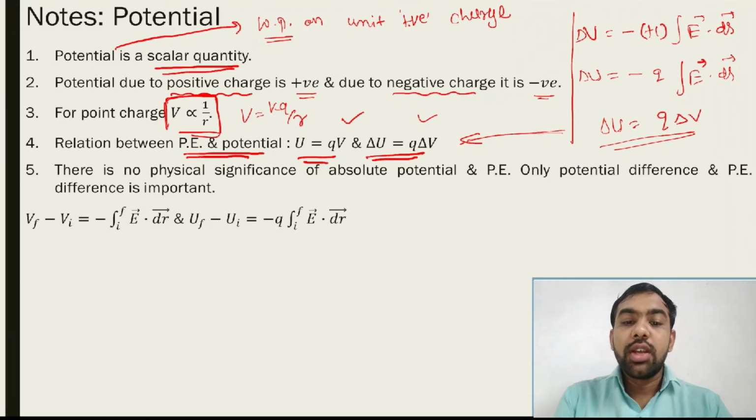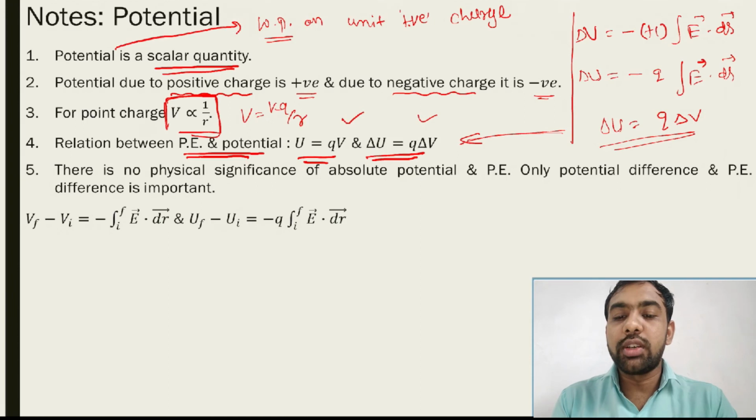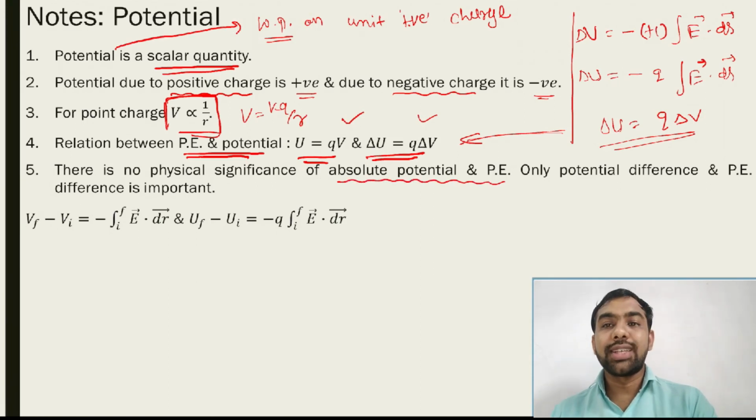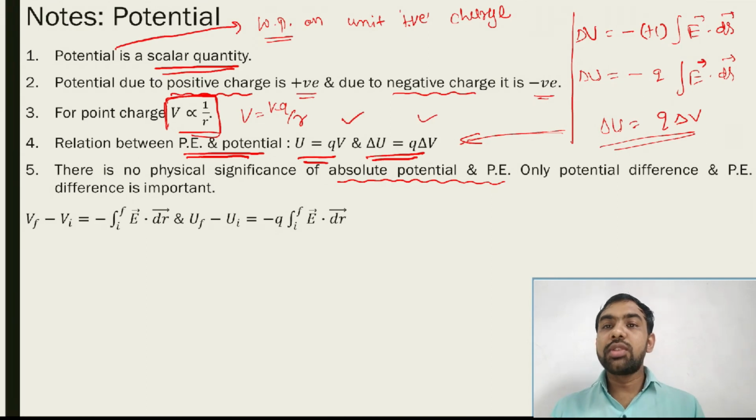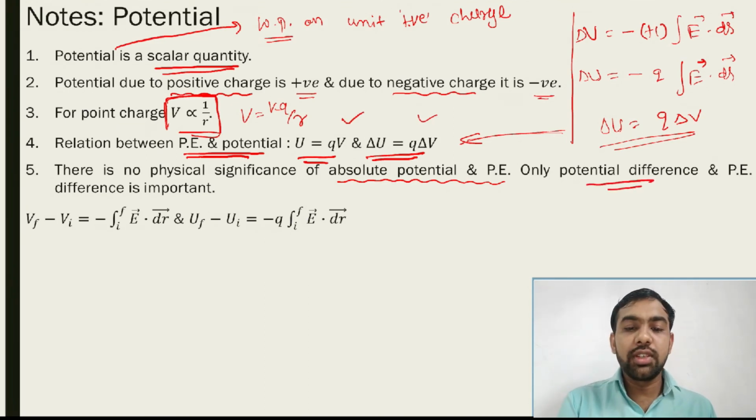Now next, there is no physical significance of absolute potential and potential energy, as we discussed in the last session. Absolute potential and absolute potential energy have no physical significance. Why? Because without a reference we can't give any potential energy or potential. If you give the reference, then it is helpful for us. If you change the absolute value, it doesn't mean the difference is changed. As we discussed in the last session, the difference remains as it is. So here only potential energy difference and potential difference are important.